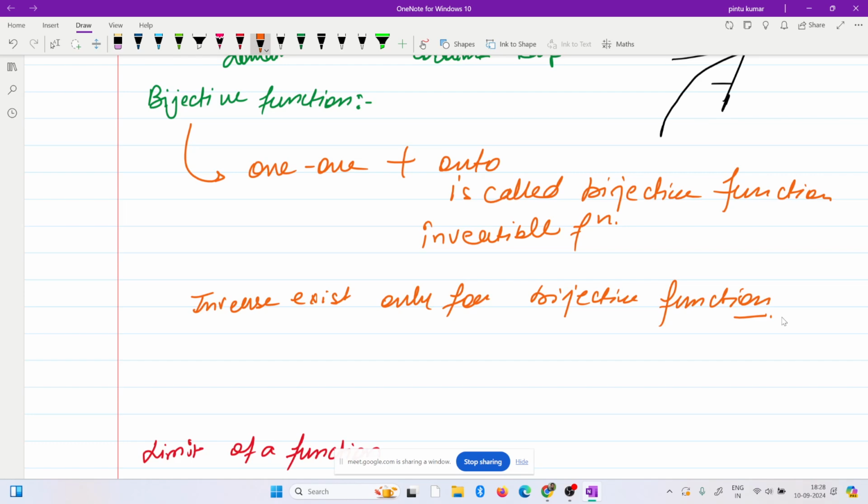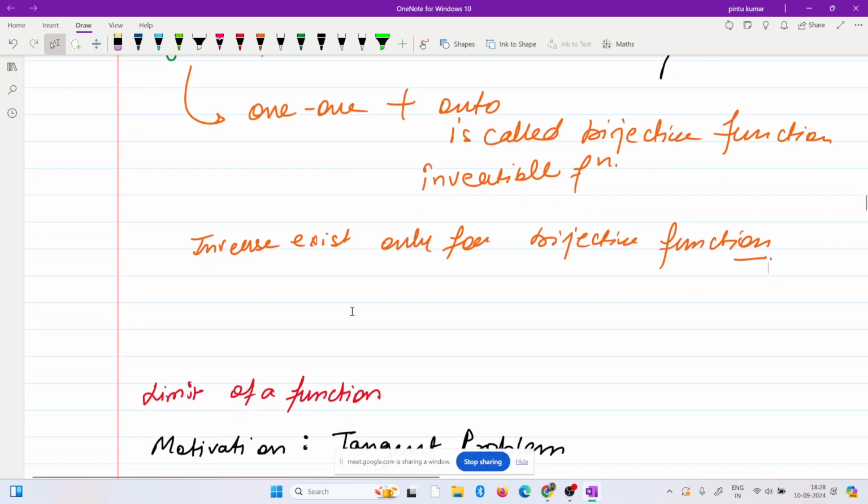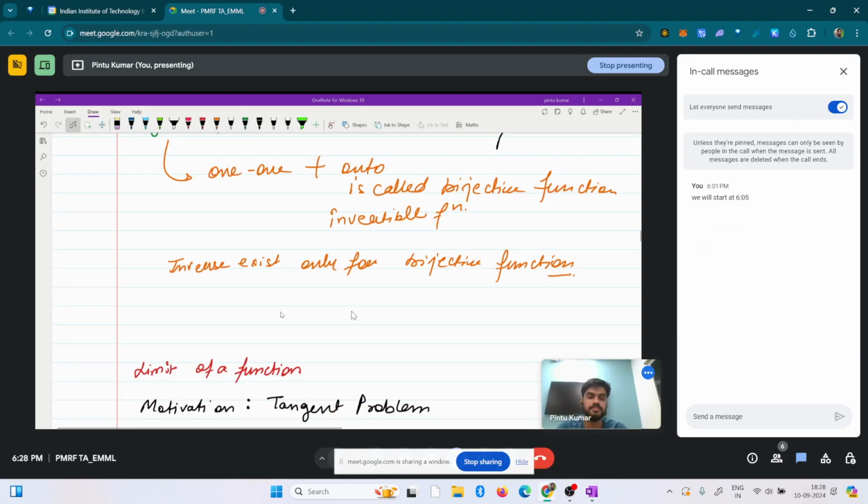So you can't invert every function, you can invert only bijective functions. Any doubt till this point?